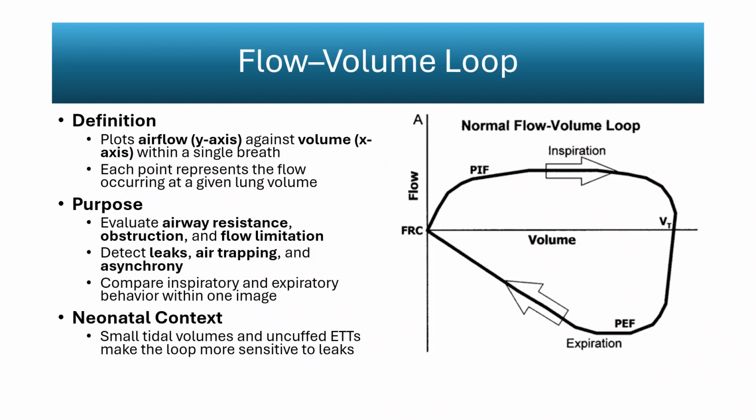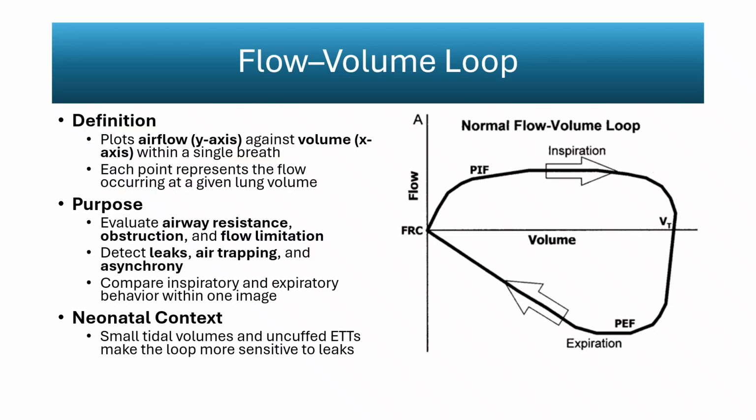During expiration, flow becomes negative as air leaves the lungs, and the loop traces the expiratory limb. This part of the curve shows the peak expiratory flow and the pattern of flow decline as passive recoil drives exhalation. Because the loop links flow and volume rather than flow and time, it becomes a powerful tool for recognizing changes in airway resistance, obstruction, or flow limitation.